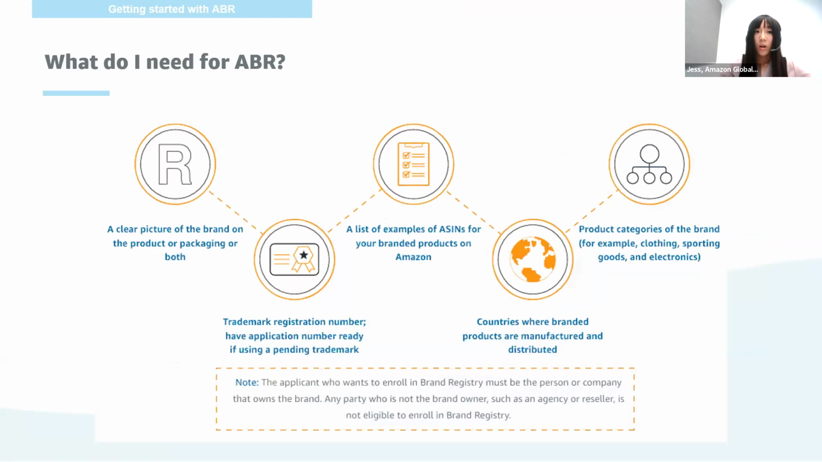All right, so what do you need to sign up for ABR? The first thing you need is a clear picture of the brand on the product or packaging or both. The next one is a trademark registration number. But let's say you have a pending trademark, you can have the application number ready. You should also have a list of examples of ASINs for your branded products, as well as the countries where your branded products are manufactured and distributed. And the last one, you should have the product categories of the brand available.